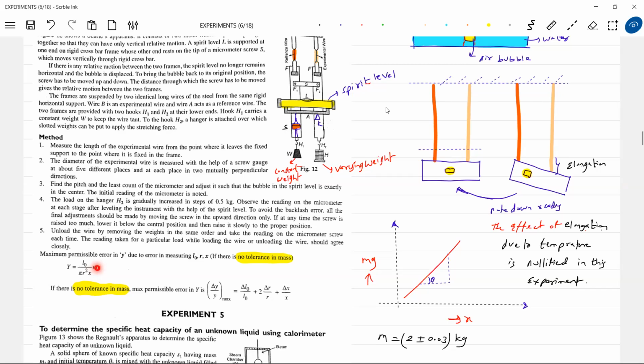Usually there won't be error, because the weights have a standardization. If by chance in the exam they give it like this, then you write delta m by m also here. So no tolerance in mass is what it is telling. If there's a tolerance, the mass will be expressed like this. So in the Searle's double bar apparatus, if the masses are standard, the formula will be like this. If the masses are not standard, meaning they have some error, then plus or minus delta m by m has to be included. Got the idea?